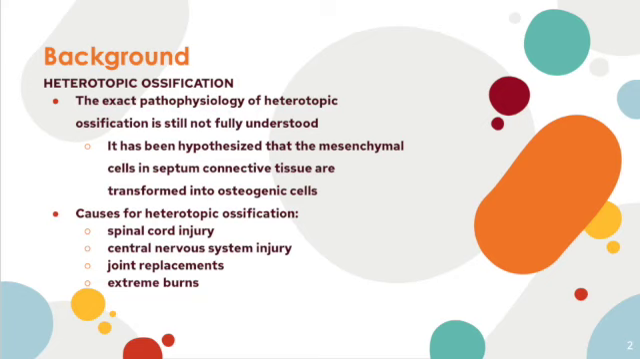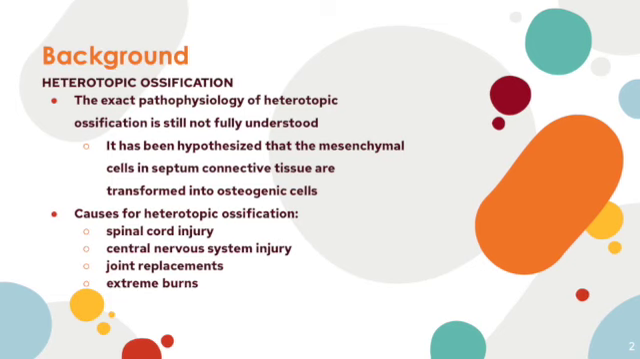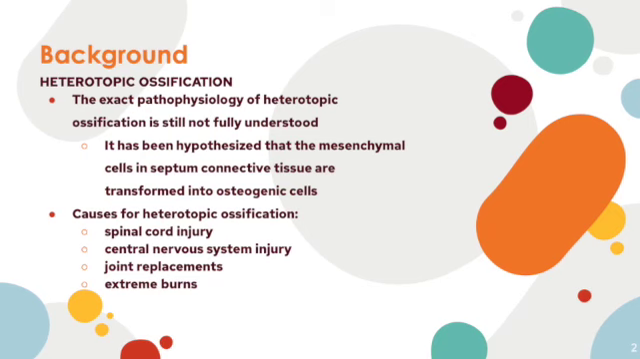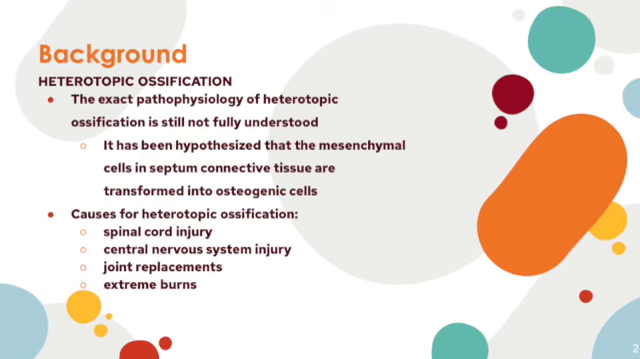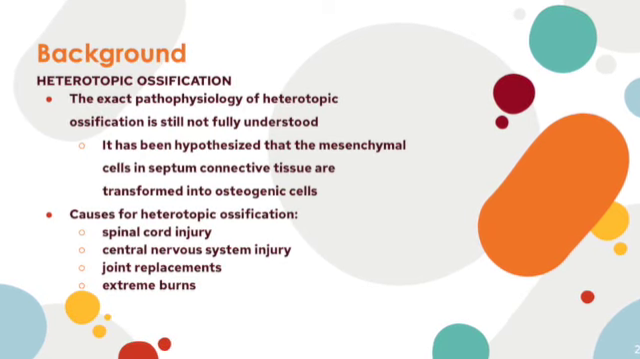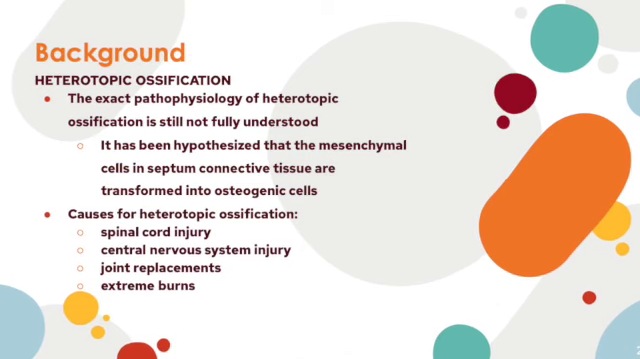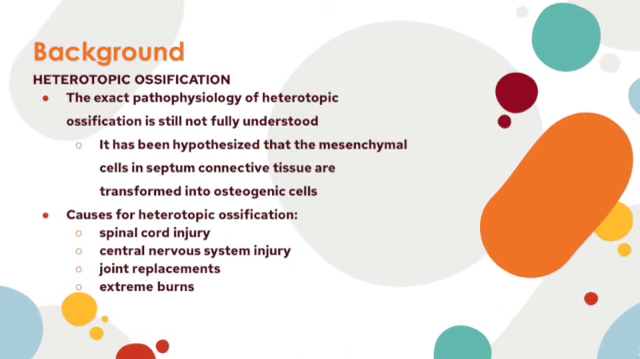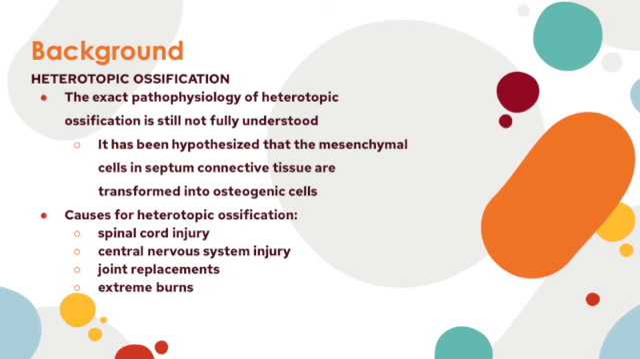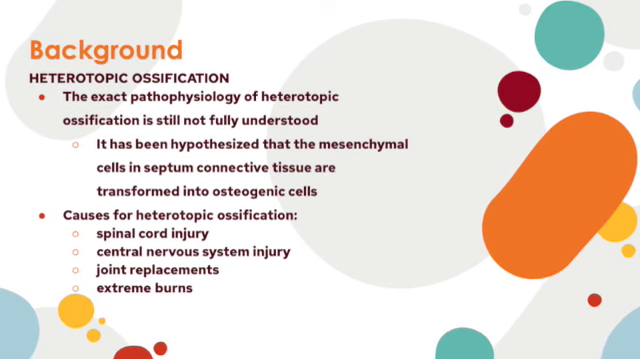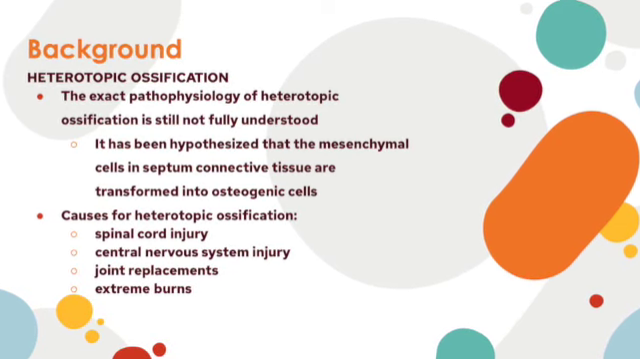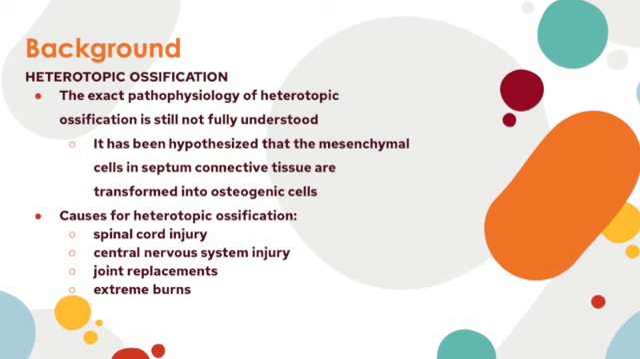Although heterotopic ossification is not something you hear every day, it is quite common when it comes to surgeries such as total hip arthroplasty. Its presence varies from about 15 to 90% in patients following a surgery of that kind. It is also a disease that affects males more than females by a ratio of 3 to 2. The exact pathophysiology of heterotopic ossification is still not yet fully understood. However, it has been hypothesized by many that the mesenchymal cells in septum connective tissue are transformed into osteogenic cells.